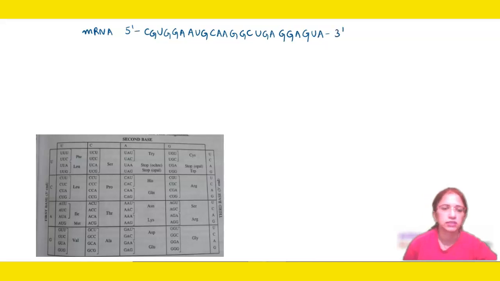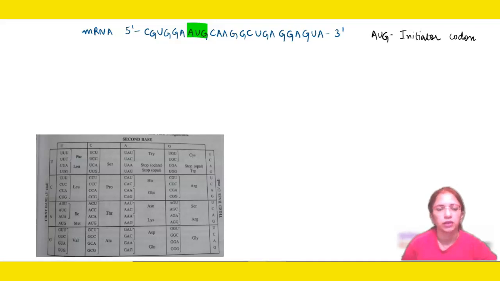Now, this is the sequence which is being given to you, and your first job is to find out the initiator codon. So, this green is your initiator codon. So, we will be writing here, this is the initiator codon, meaning the translation process will start from it.